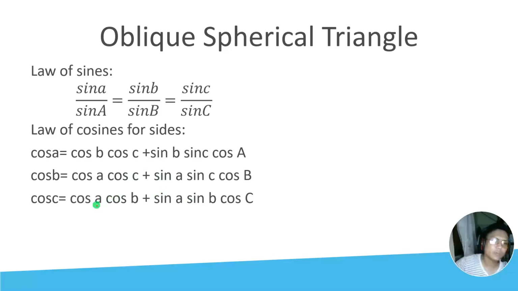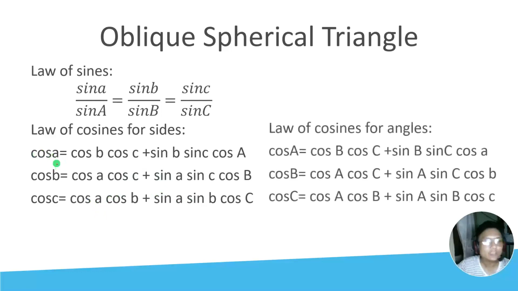Here for the law of cosines for sides, we have a pattern. Cosine of A is equal to cos of B and C plus sine B and C, cosine of angle A opposite to this side A. So the pattern is cos sin cos.